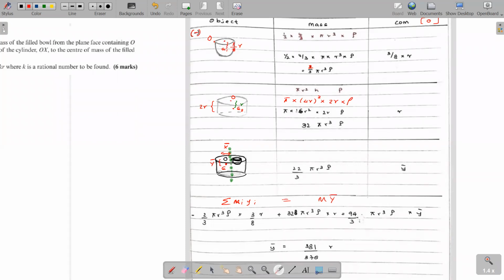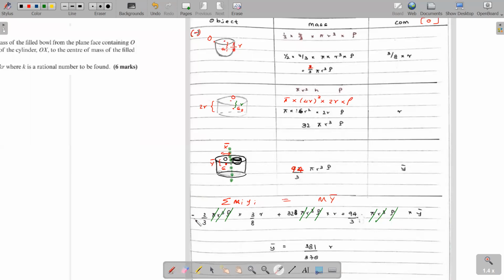Okay, wait. Guys, 32 pi r cubed rho minus 2 over 3 pi r cubed rho is 94 over 3 pi r cubed rho, right? Yeah, this is 94 over 3, not 22. That's why we have written 94 over 3 here. So 94 over 3 pi r cubed rho into y bar. Right, guys? And then you can see the pi and rho cancel out with everything. And actually even the r cubed cancels out.